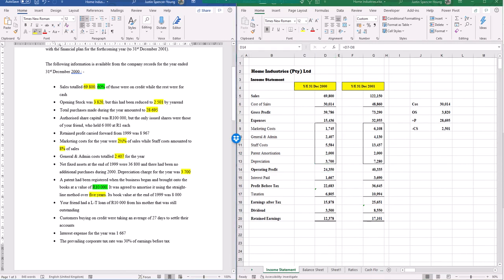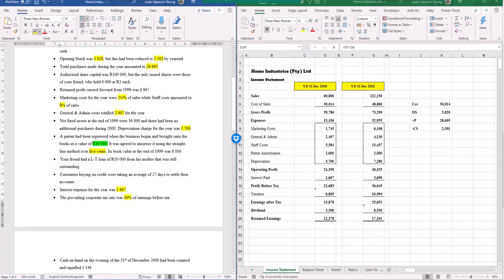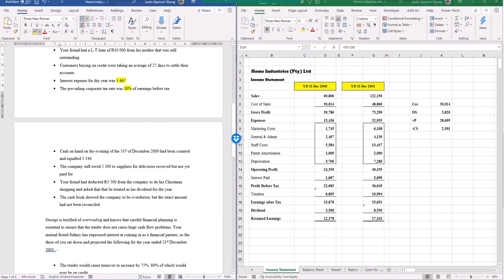There is an interest expense, plug that in. There's a tax rate, let's use that. And we need something about dividends. Let's see what they say here. Oh, Christmas shopping. A friend deducted 3,500 from the company to do his Christmas shopping and asked to be treated as a dividend. So we plug those numbers in. The tax number we calculate as 30% of the profit before tax. Subtract those and we end up at a retained earnings of 12,378.